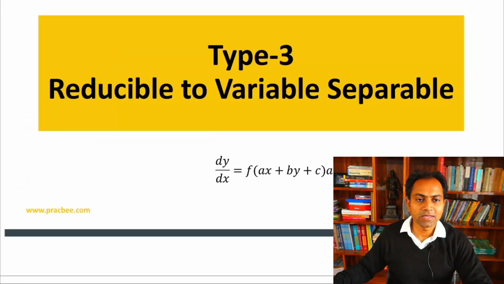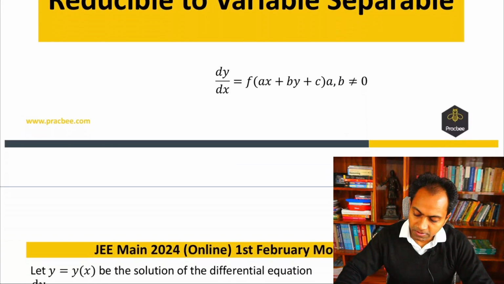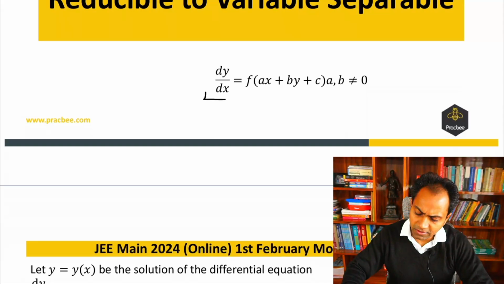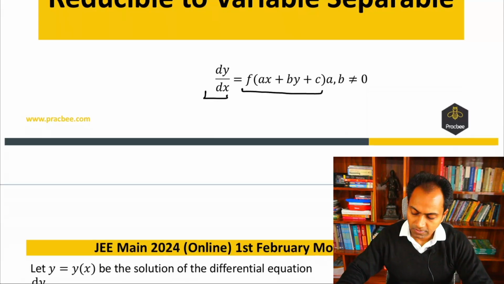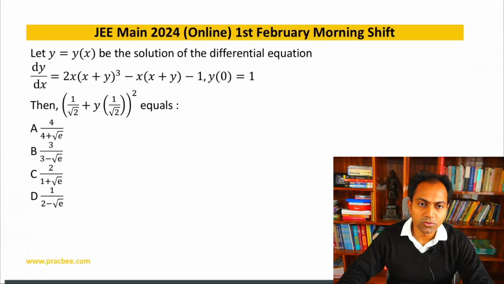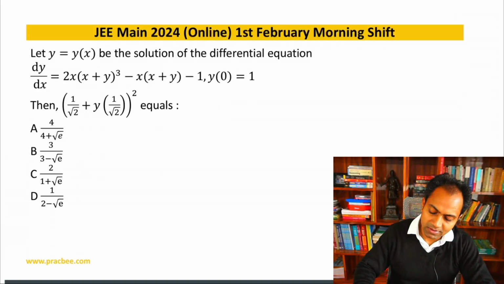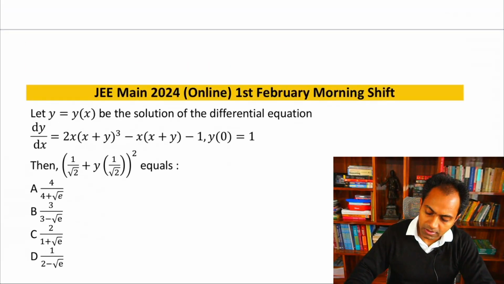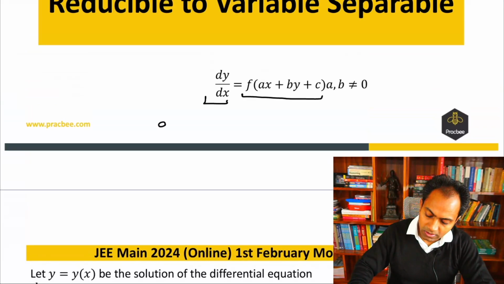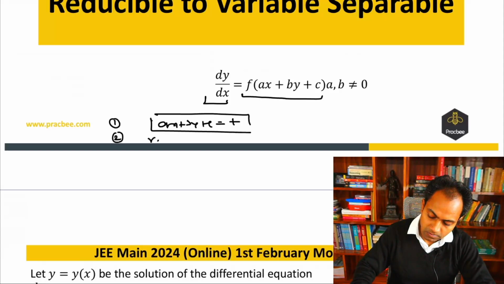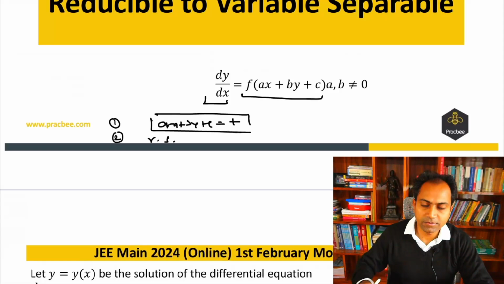Now in type 3, there are equations reducible to variable separable form. Now we can see that in this, the derivative will be equal to some linear function of x and y. Now once you have this, in the 2024 question, what is the standard way of solving this? Whatever this linear function is, in a generic way we should put ax plus by plus c equal to t. And after this substitution, it will become variable separable. These are the two steps that we need to take.